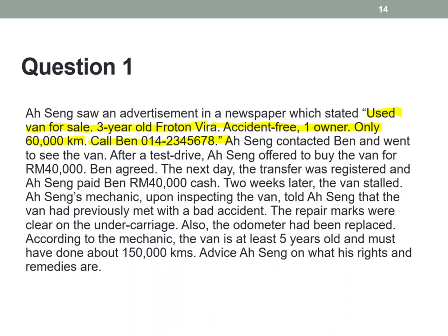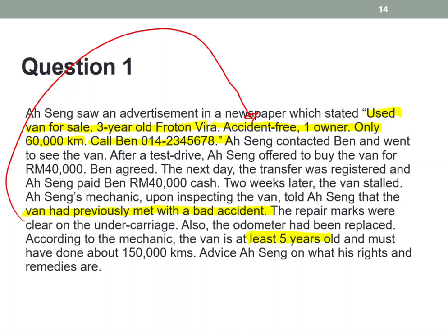Two weeks ago, the van stalled. Aseng's mechanic, upon inspecting the van, told Aseng that the van had previously met with a bad accident. Now, what did Ben say in the advertisement? He said the van is accident free. But the repairs were clear on the undercarriage. The odometer has been replaced. The van is at least 5 years old.